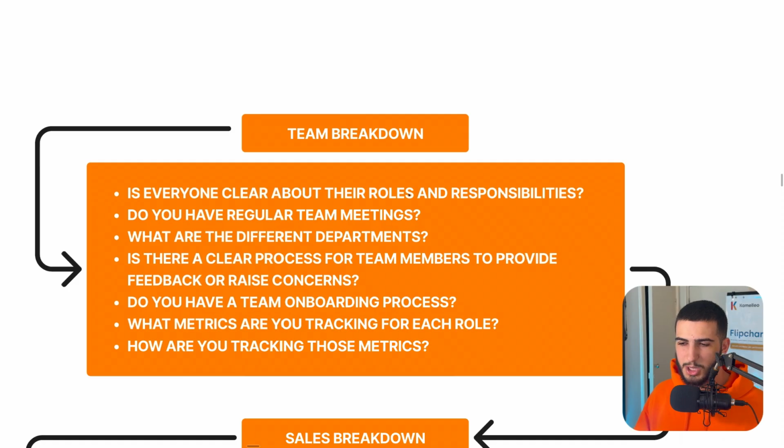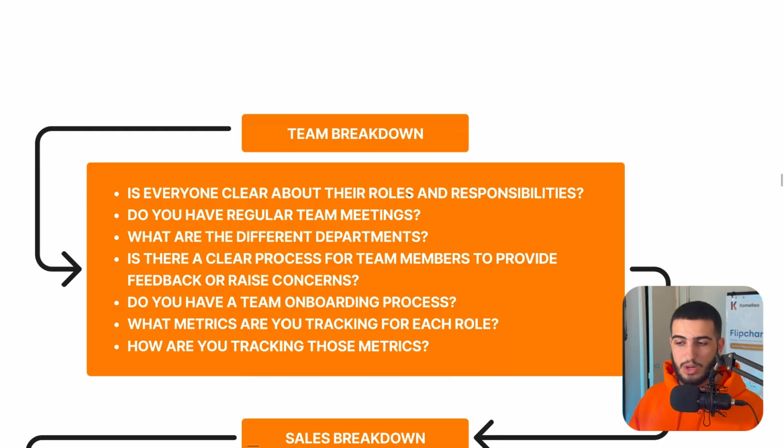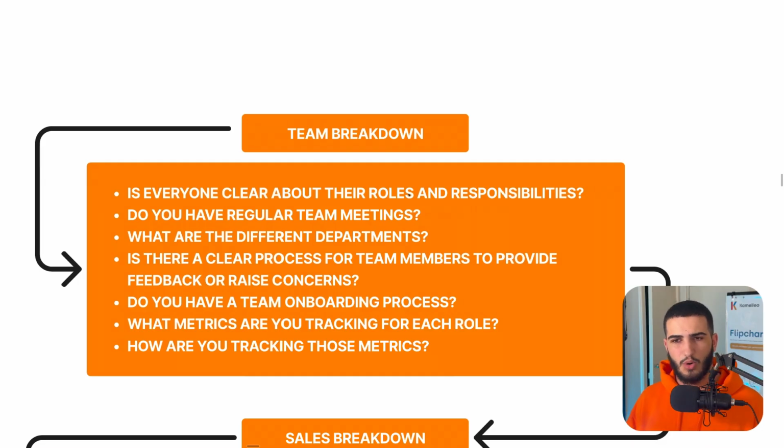Another question I want to ask you, which is very important, is what metrics are you actually tracking for each of the major roles within your agency, and obviously how are you tracking those metrics? This is very important. Giving people, for example, appointments as key KPIs or metrics to follow in the day-to-day will make their life a lot easier, but also once again clarify the different roles and responsibilities that they have on a consistent basis.